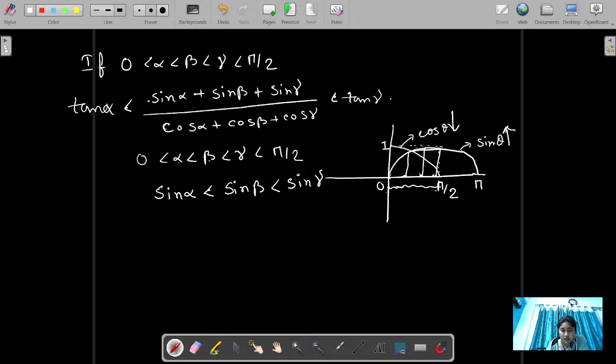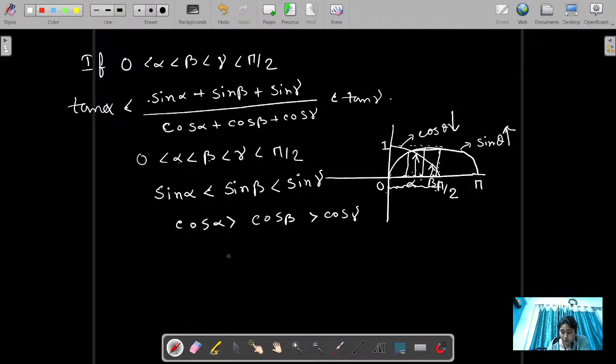Similarly for cos, we can observe that it is decreasing, right? Suppose this is my alpha, this point, and this is beta. It is decreasing. So I can say that cos alpha will be greater than cos beta, which is greater than cos gamma.